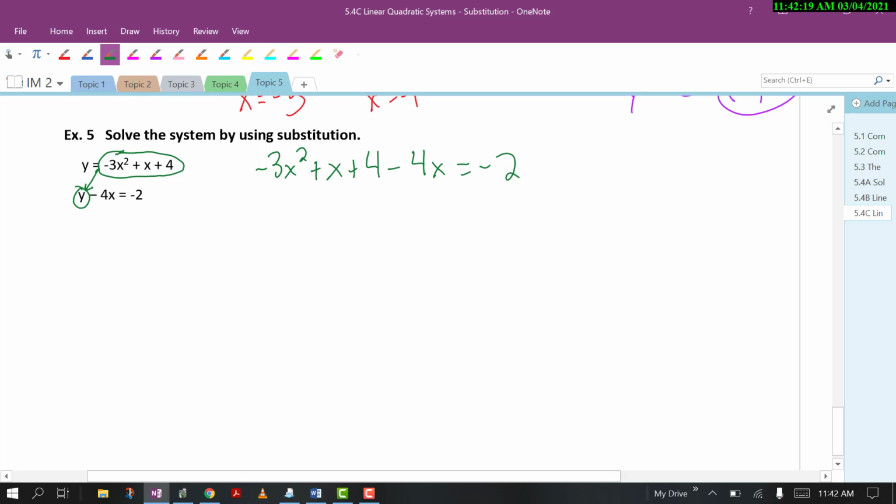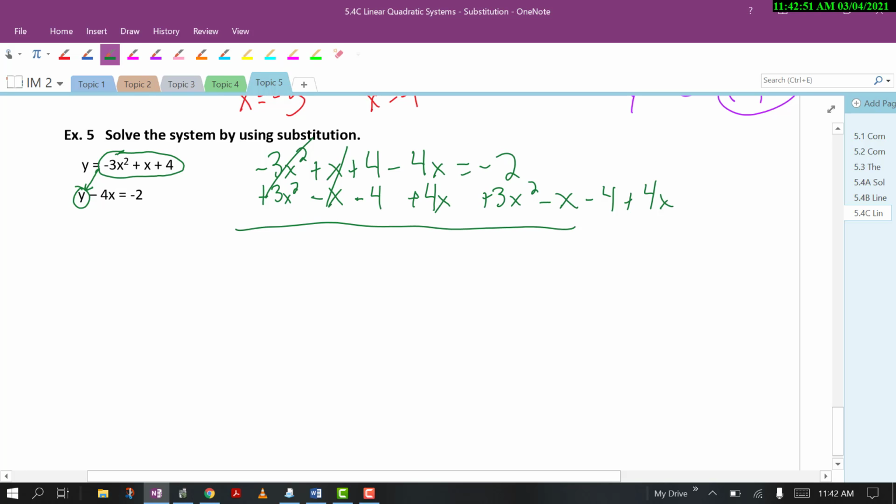Now, we want to get this set equal to 0 so we can solve it. We also want a positive x squared term. So let's add 3x squared to both sides. Cancels out over here. We're going to subtract x from both sides. Cancels out over here. And we're going to subtract 4. And we're going to add 4x. So we're just pushing everything over to the right side.